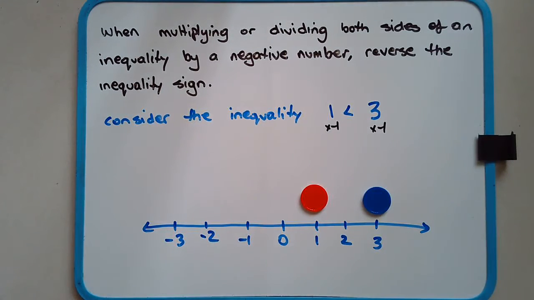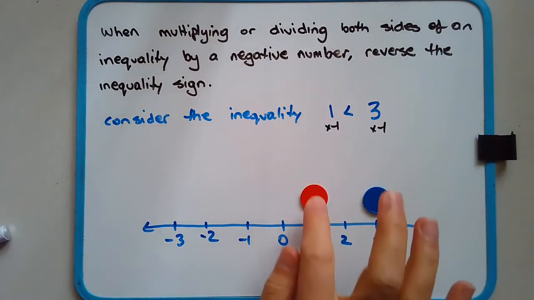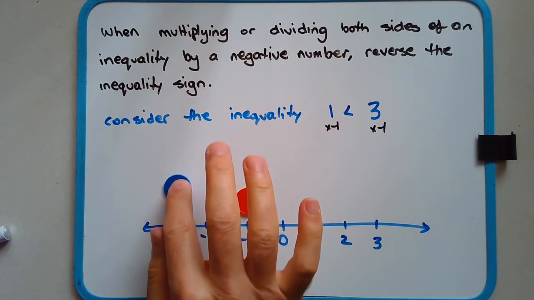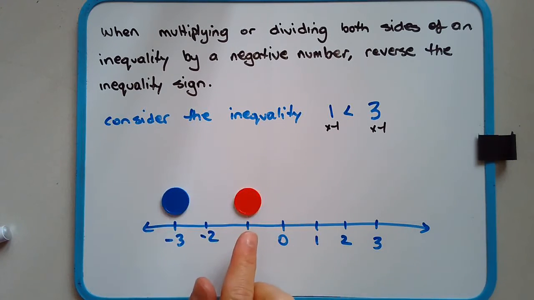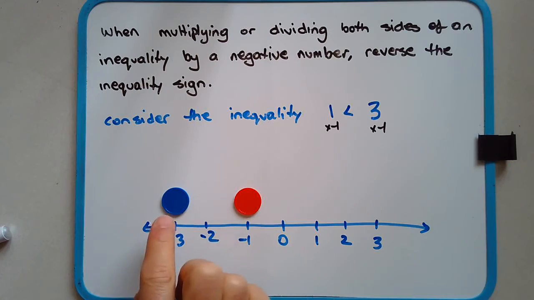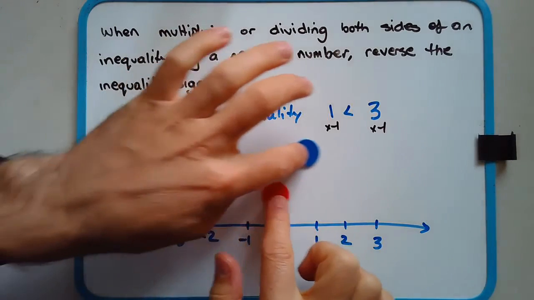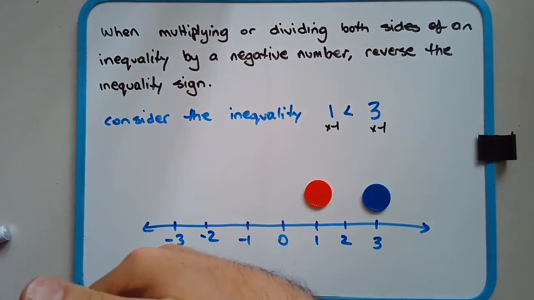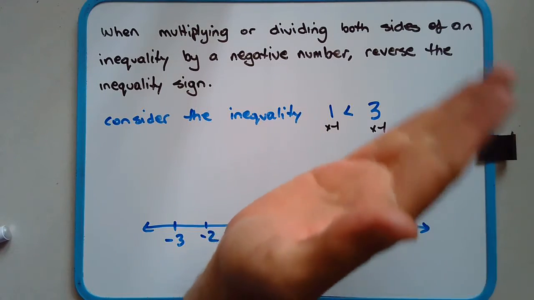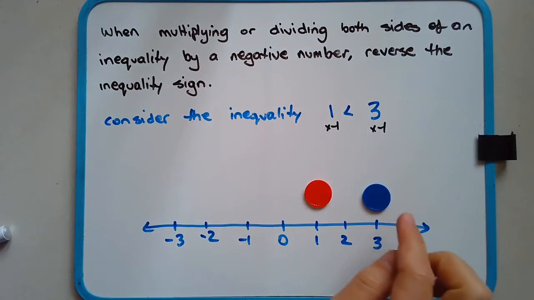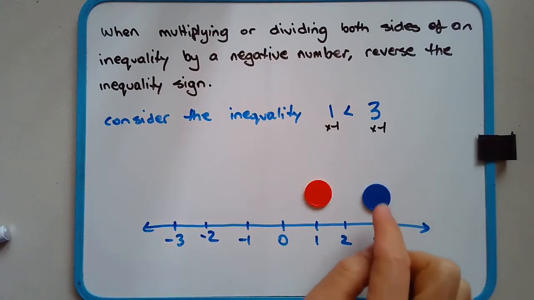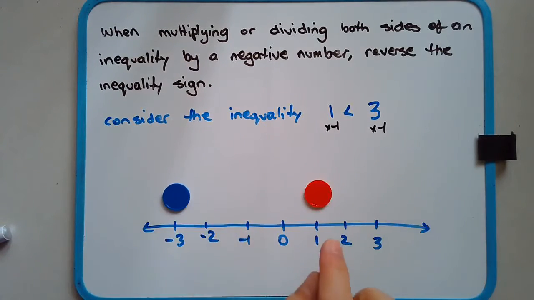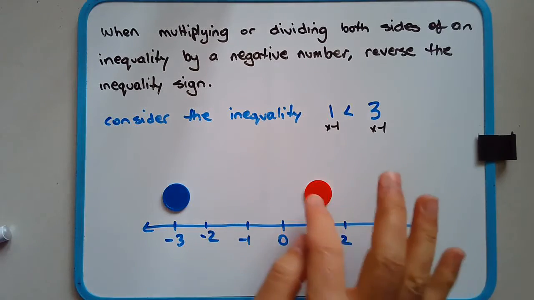What happens is that the 1 becomes -1, and the 3 becomes -3. What's now happened? The red counter is now in front of the blue counter. You could think of it as a rotation. Multiplying by -1 is like a 180 degree rotation. Positive 3 rotates 180 degrees, sort of like the way the sun rises and sets, and becomes negative 3. Positive 1, again, rotates 180 degrees and becomes negative 1.